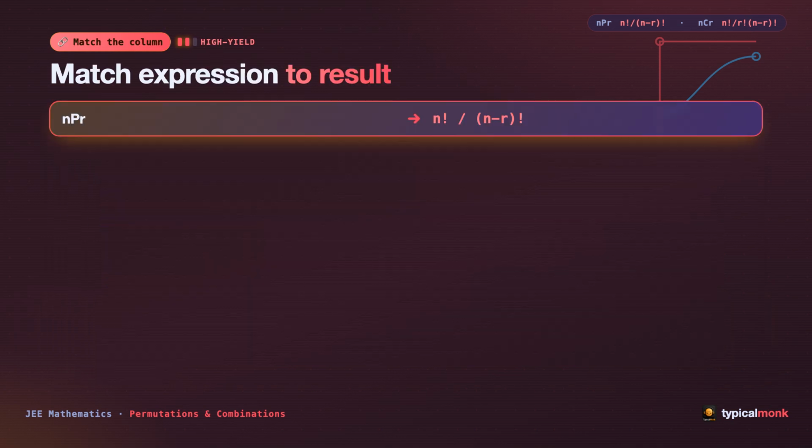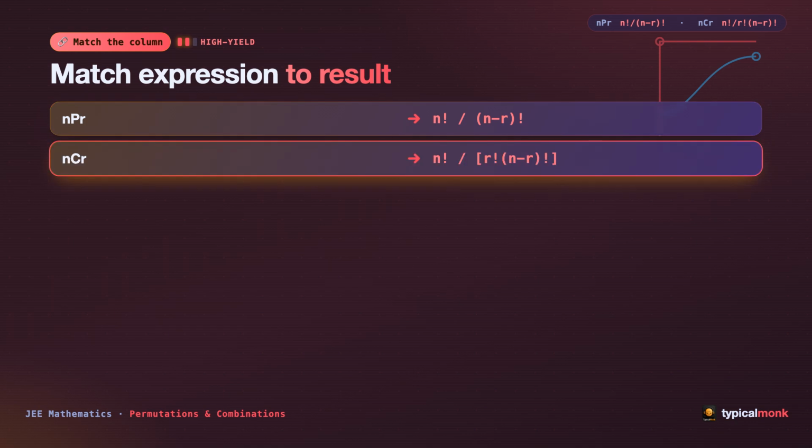A quick match now. Say each answer aloud before I reveal it. nPr matches n factorial divided by n minus r factorial. nCr matches n factorial divided by r factorial times n minus r factorial.